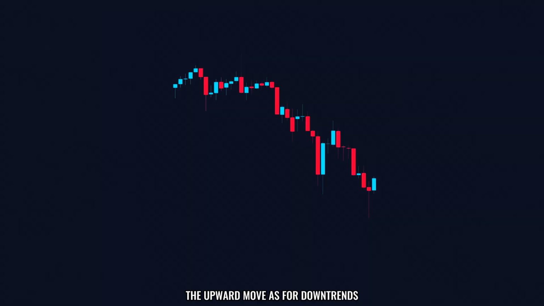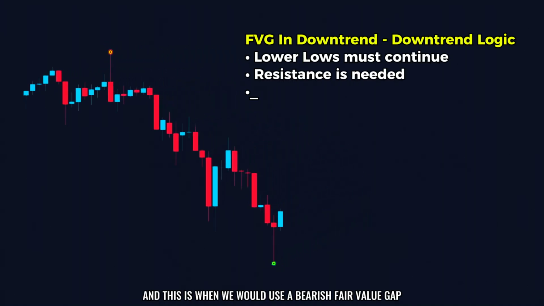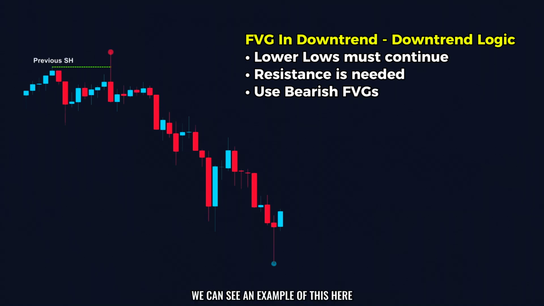As for downtrends, we know that in order for the price to continue creating new lower lows, it needs to find a form of resistance to create the next leg down, and this is when we would use a bearish fair value gap. We can see an example of this here within this downtrend structure. Every time a new lower low formed, it then retraced back up and into a bearish fair value gap where it then saw resistance before continuing the move down.